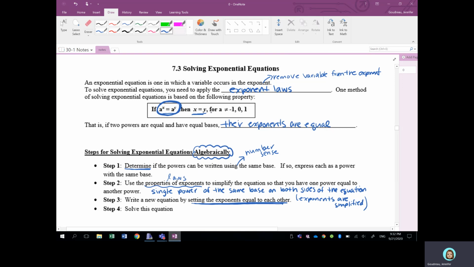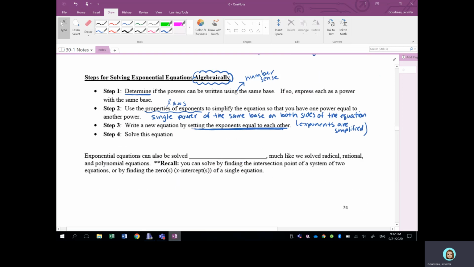When we do that, what we're going to end up having is either a linear or a quadratic equation. And so our fourth step is to solve that equation. Our fourth step might actually be a few steps, but we are solving either a linear or a quadratic equation. Usually linear, but it could be quadratic. So just keep in mind that we may have to do that.